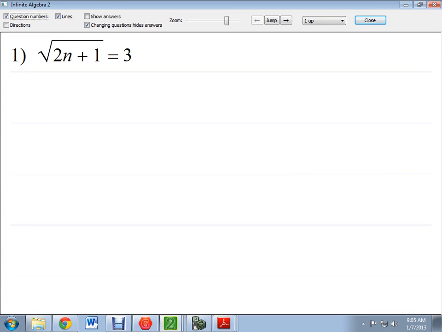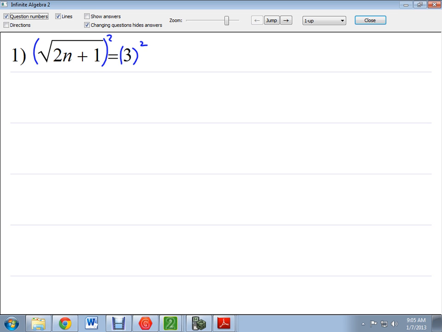Alright, today we're talking about solving equations with radicals in them. This is a very simple example. The first step is to get the radical by itself, which it already is in this case. The square root is by itself on the left-hand side. And in order to remove a square root, you all know how to do that. You just got to square both sides.